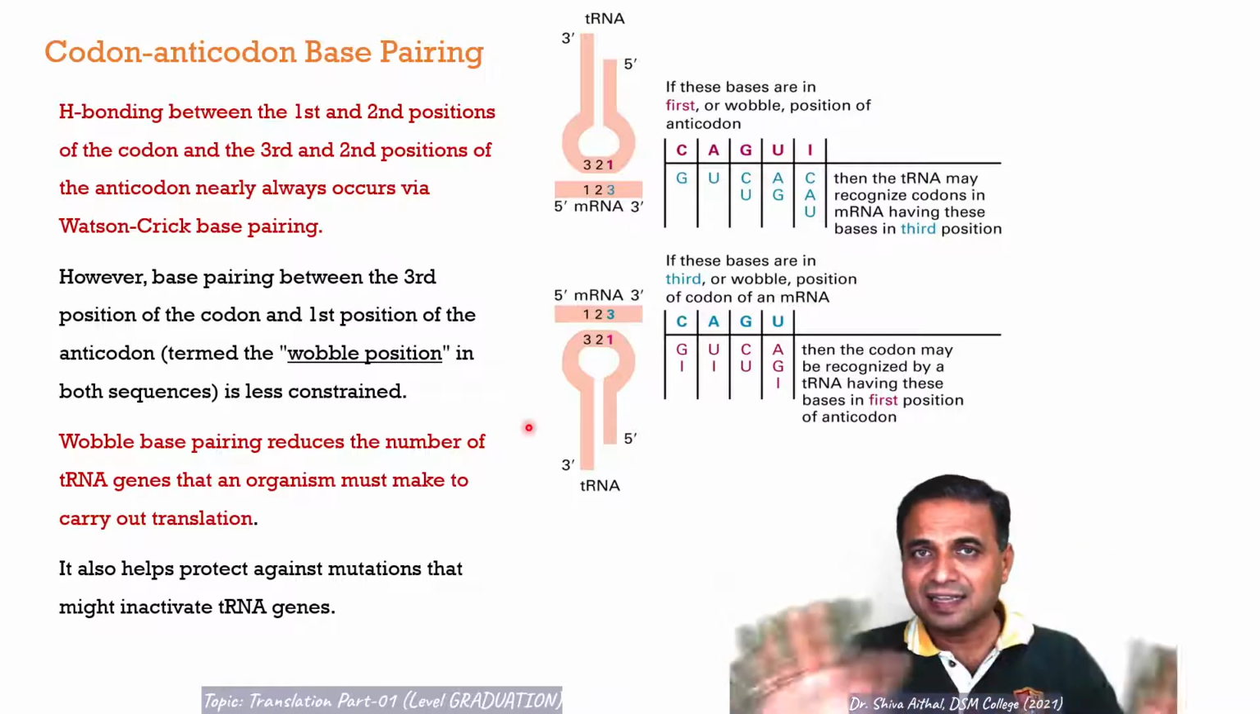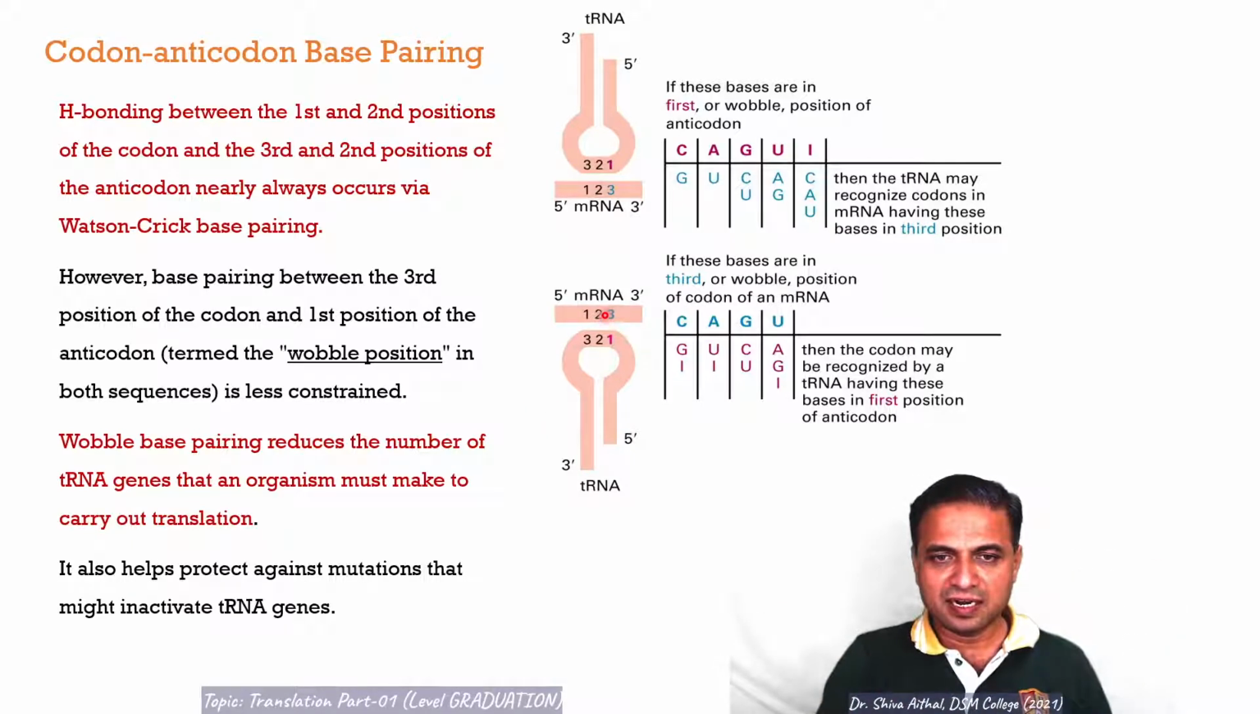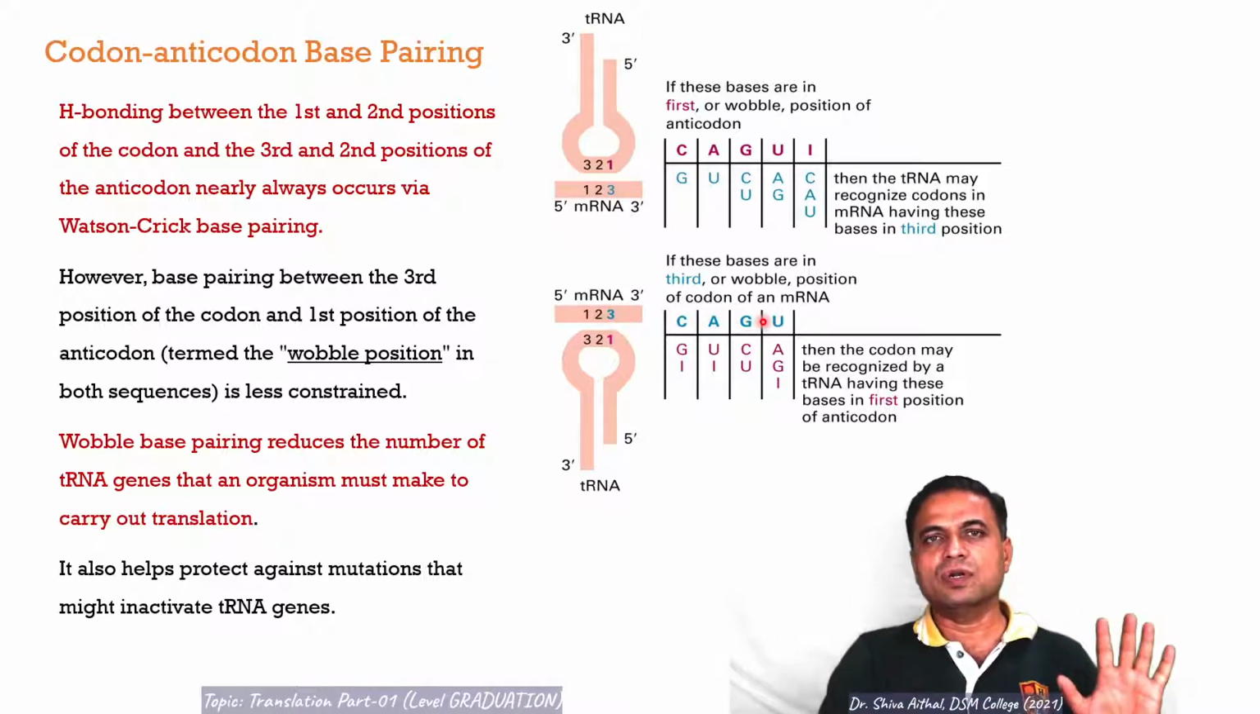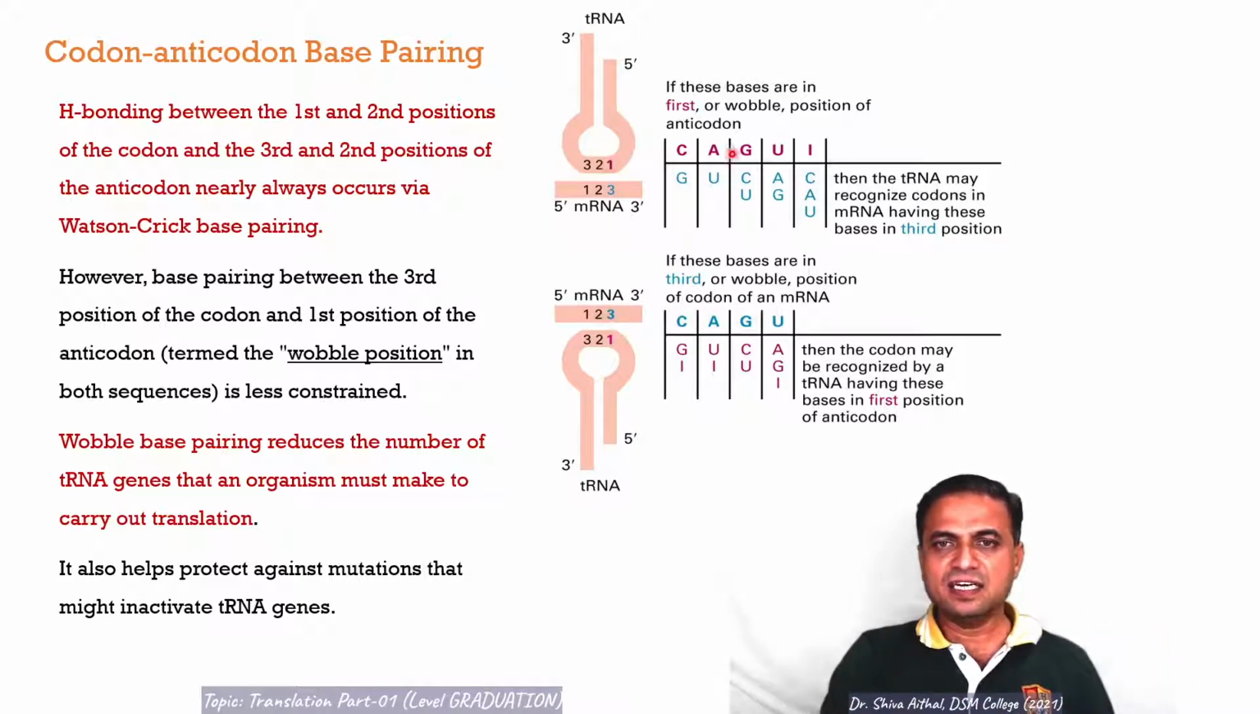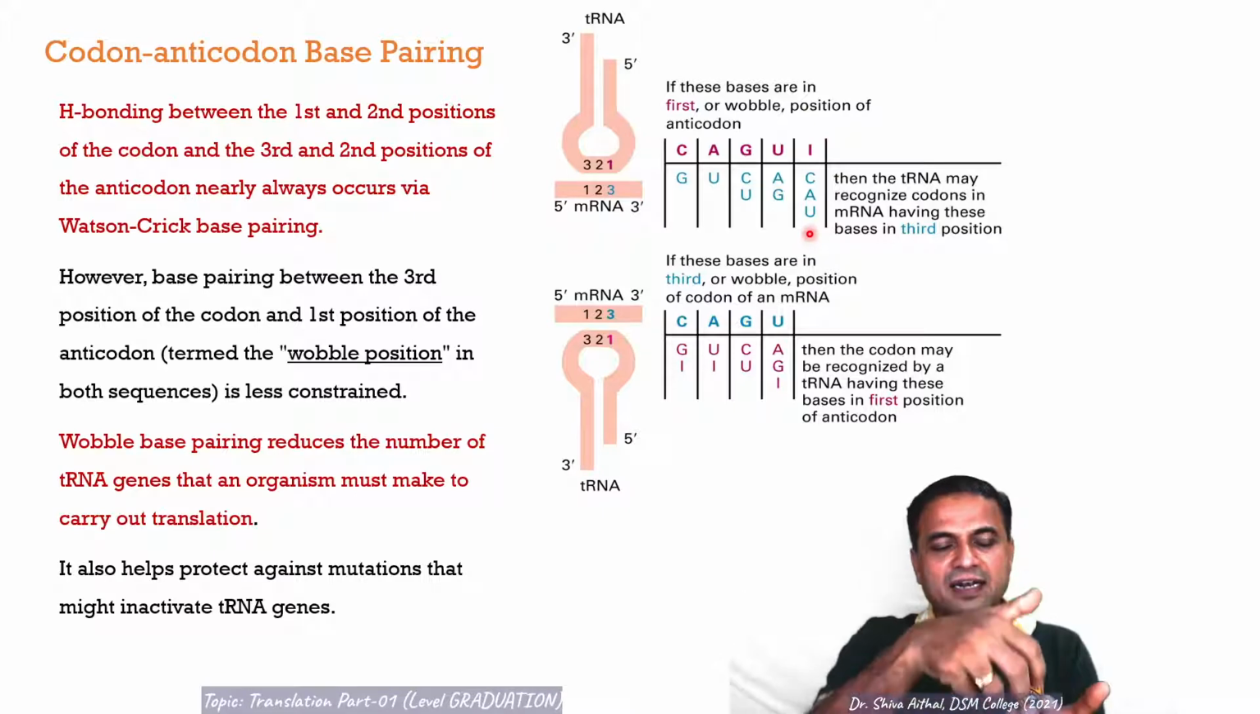Now on mRNA there is no inosine. Let's see the third position on the mRNA. What are the possible bases on the mRNA? C, A, G and U only. Whereas on the tRNA, C, A, G, U and inosine molecule, inosine has the highest wobble. It can recognize cytosine, adenine, uracil, all. Okay. So this is how a tRNA functions.